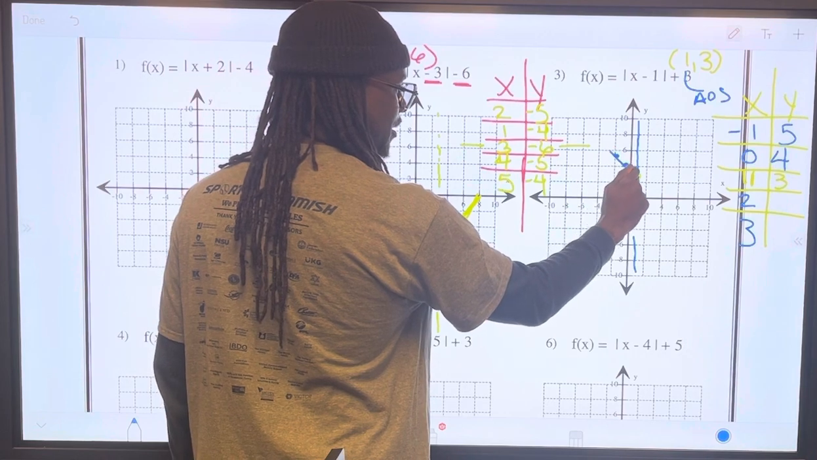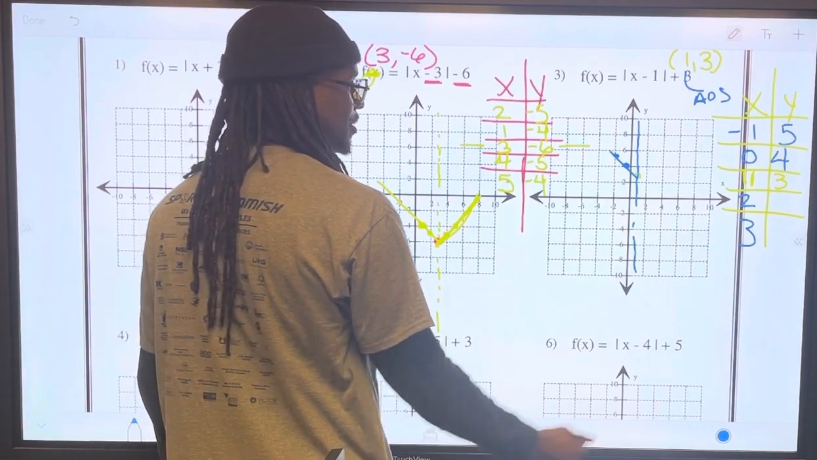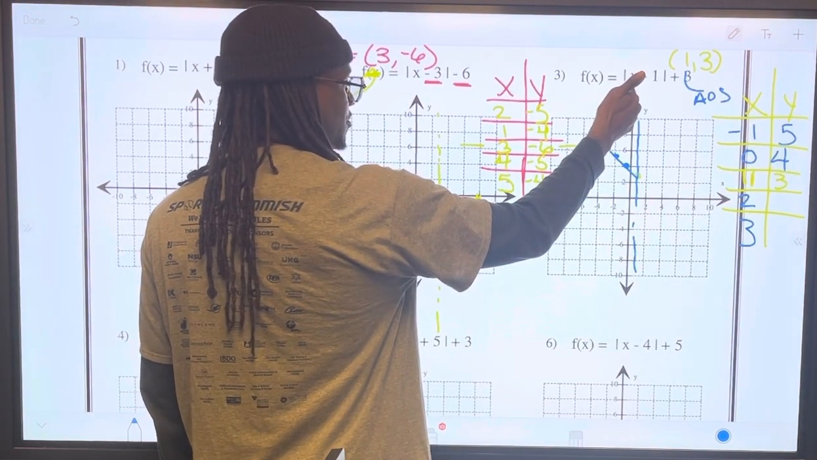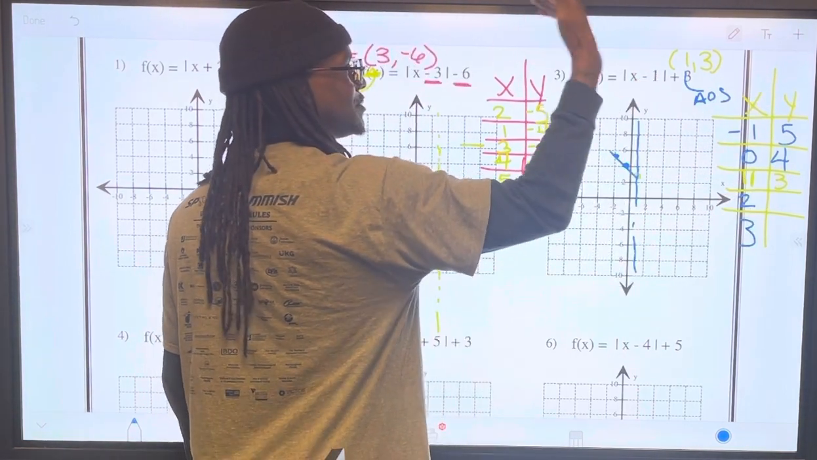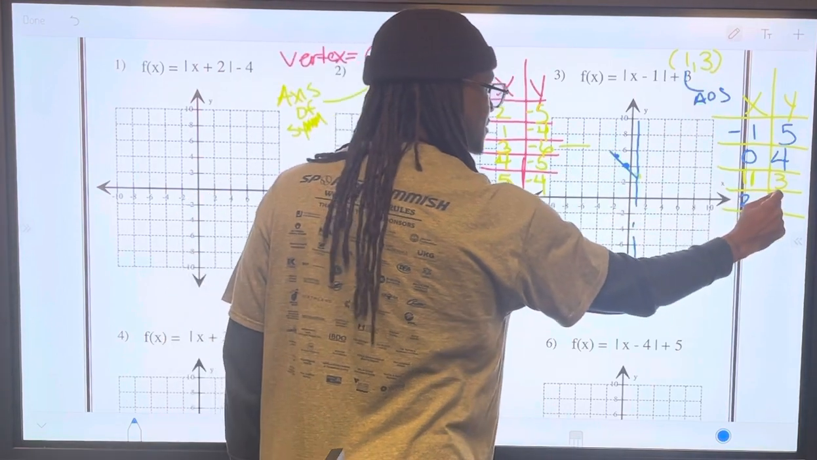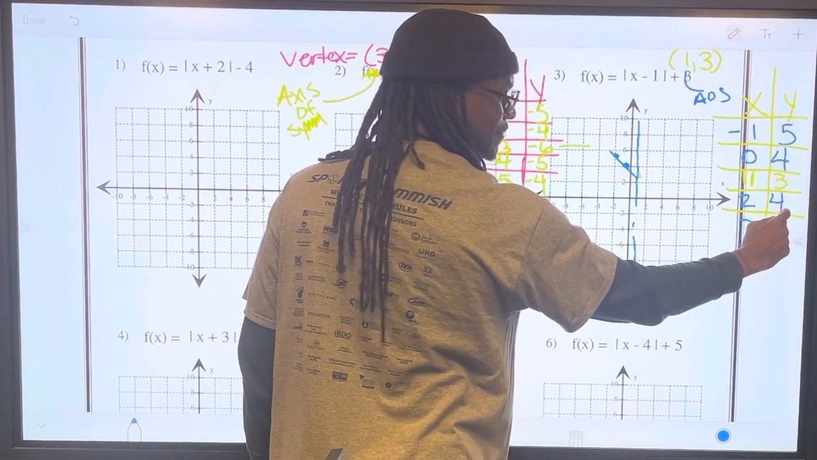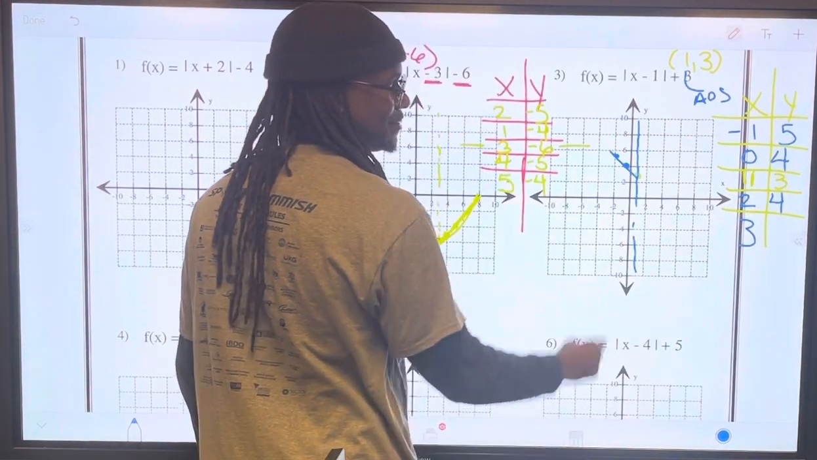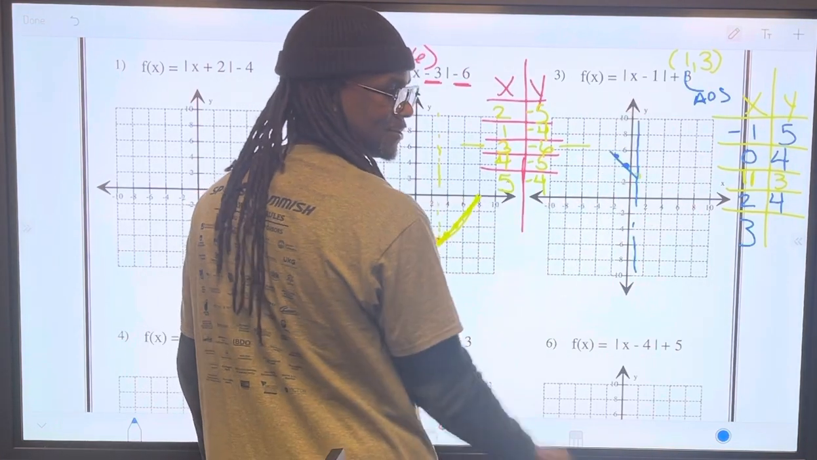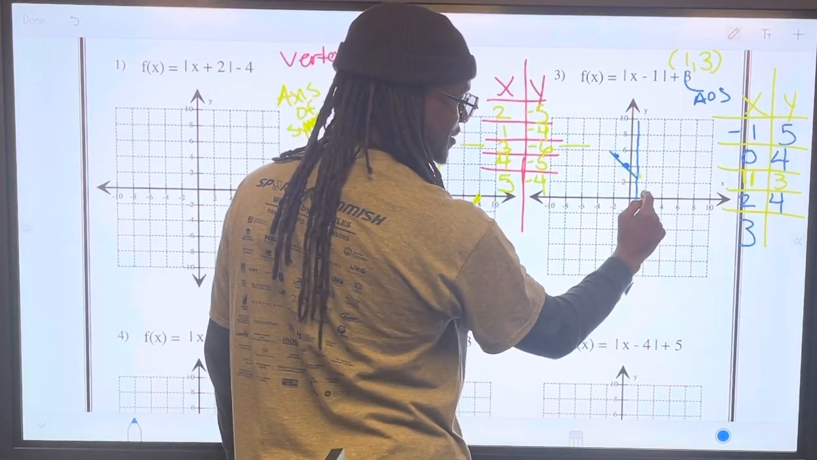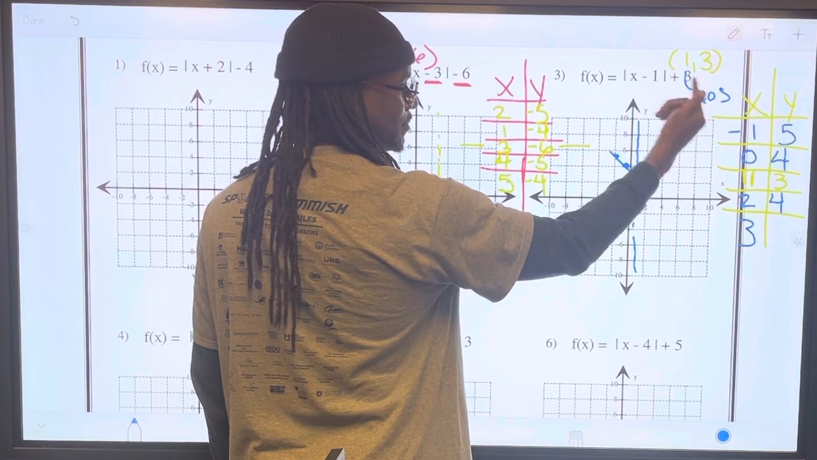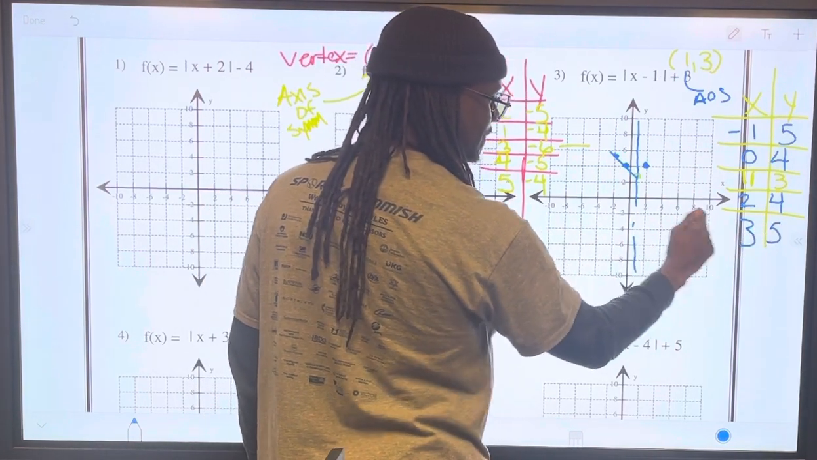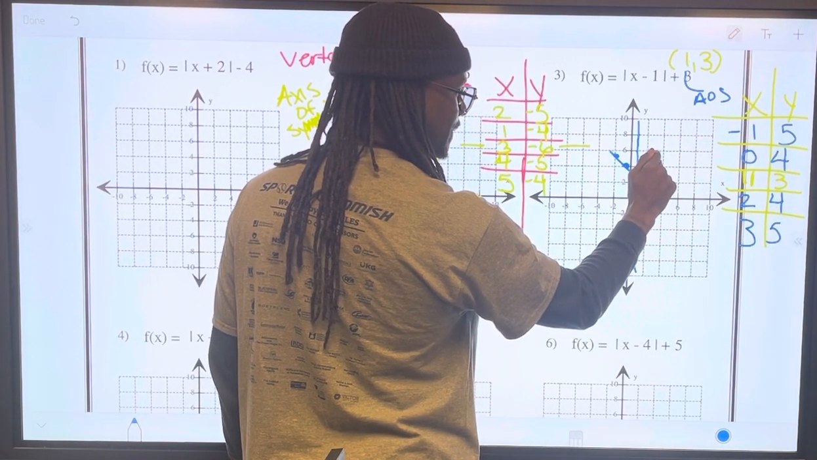Bam. There's the line. So then we come down here. 2 minus 1, 1 plus 3. So now you add 2 and 4, dot here. Then 3. 3 minus 1 is 2. 3 and 5. 3 and 5.